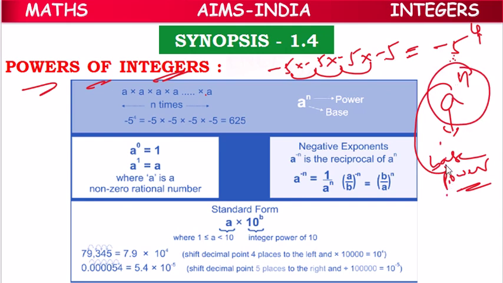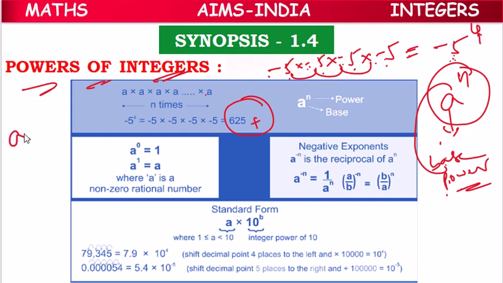Minus into minus is plus. Plus into minus is minus. Minus into minus is plus. 5 times 5 is 25, 25 times 5 is 125, 125 times 5 is 625. So the value is plus 625.